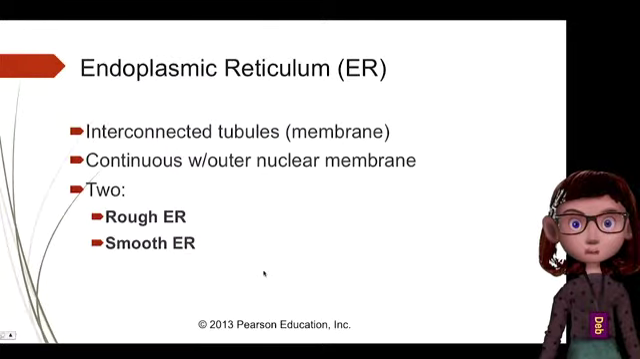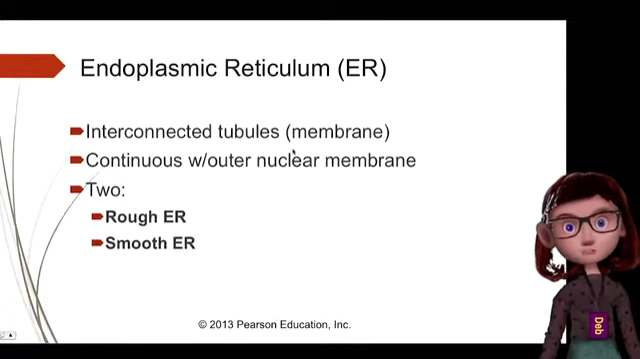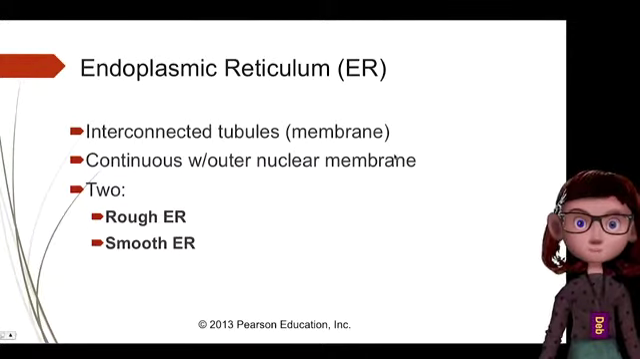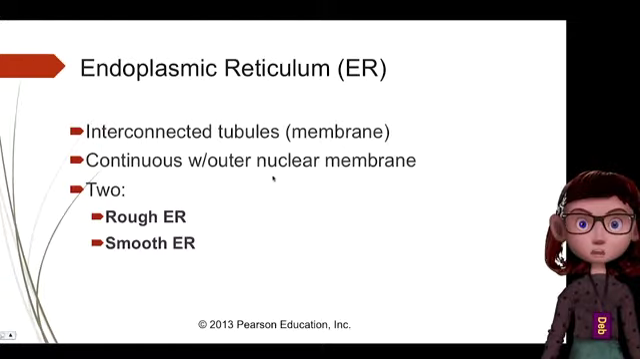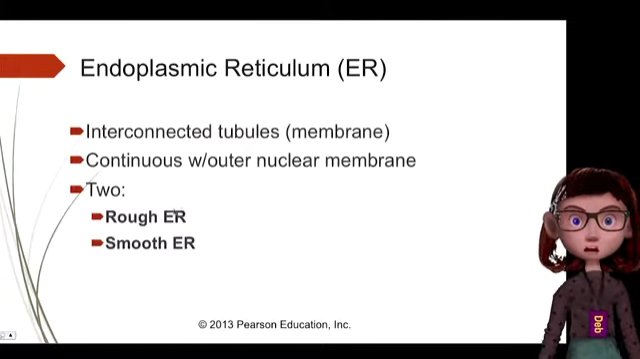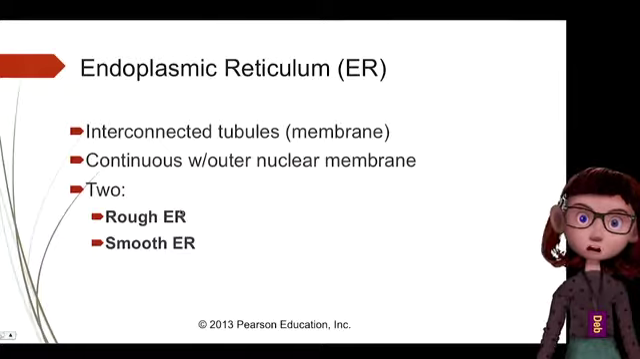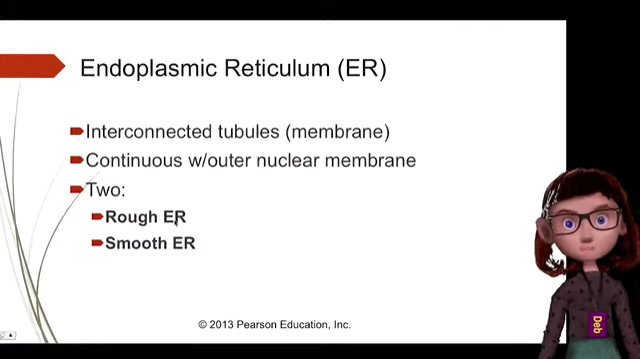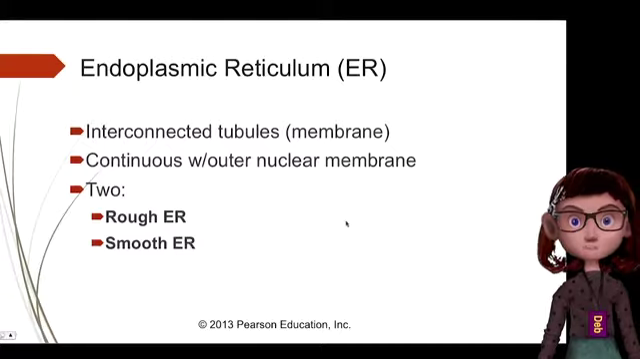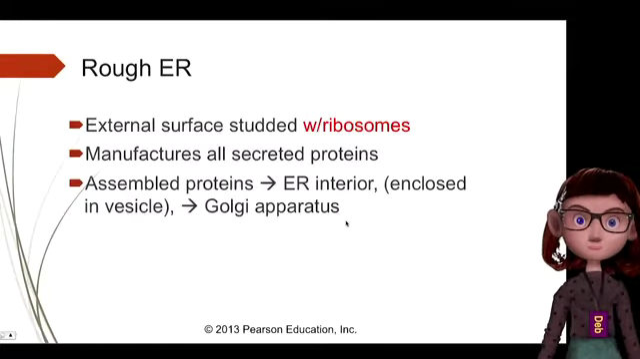The endoplasmic reticulum is a system of interconnected tubules made of membrane. It's continuous with that outer nuclear membrane. Remember, there's a nuclear envelope where there's actually two phospholipid bilayer membranes, and this endoplasmic reticulum starts basically its journey throughout the cell, first attached to that outer nuclear membrane. There's two types: the rough endoplasmic reticulum that is studded with ribosomes, and then the smooth endoplasmic reticulum, which does not have ribosomes on it.